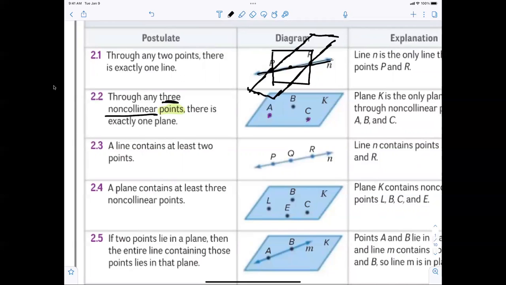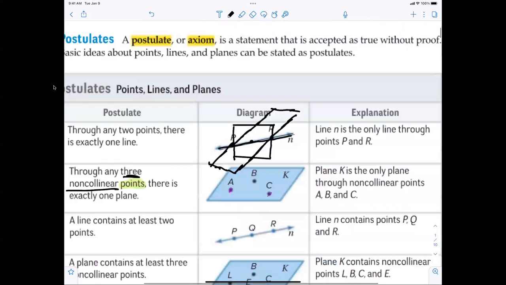You're going to see true and false questions. I'm going to say through any 3 points, there's exactly one plane, and if you don't read carefully, you will miss the question. They have to be non-collinear points. Now, is it possible to draw 2 non-collinear points? Not possible, because 2 points determine a what? Determine a line. So you can't draw 2 non-collinear. 3 non-collinear points is easy. That's 3 non-collinear points.